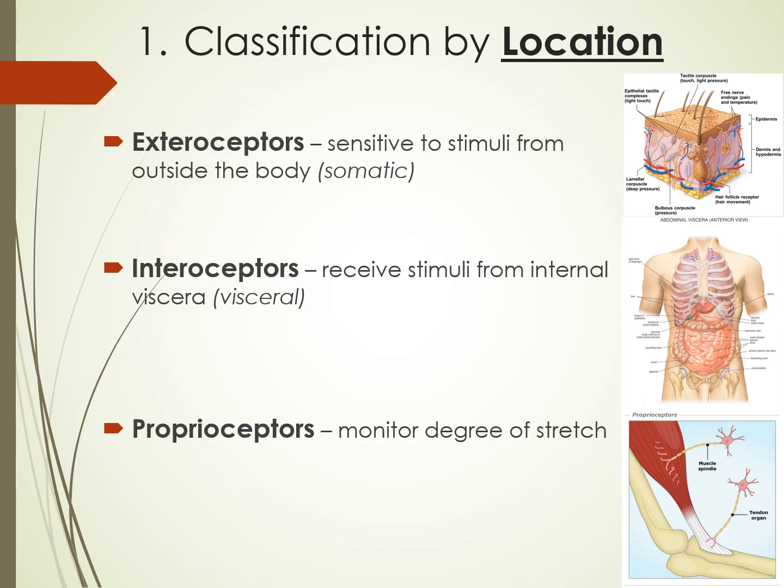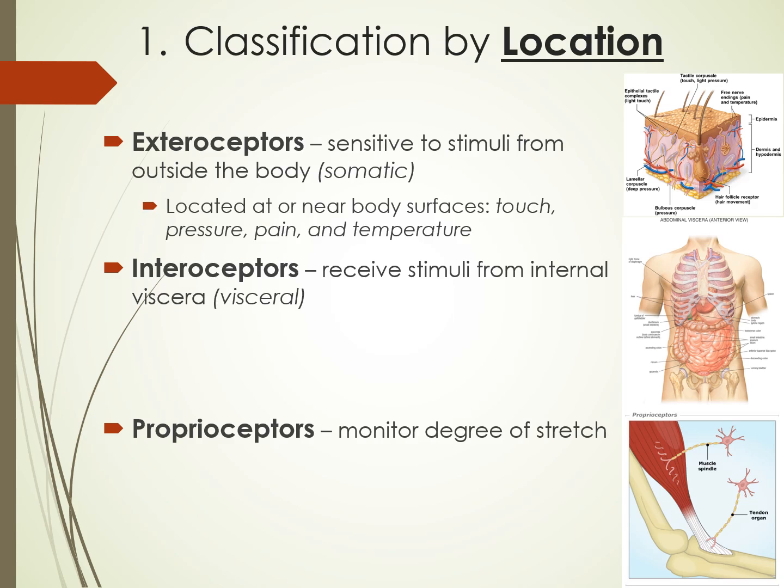So first we can classify them by location. There are three different types of locations in the body. First, you can say we're detecting something from outside the body, or somatic, and that's going to be exteroceptors. They're located near the body surface. Some may do touch, some may do pain or temperature, but they're all located near the body's surface, so they're called exteroceptors.